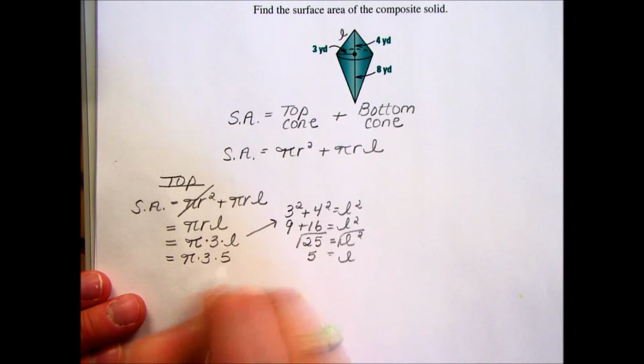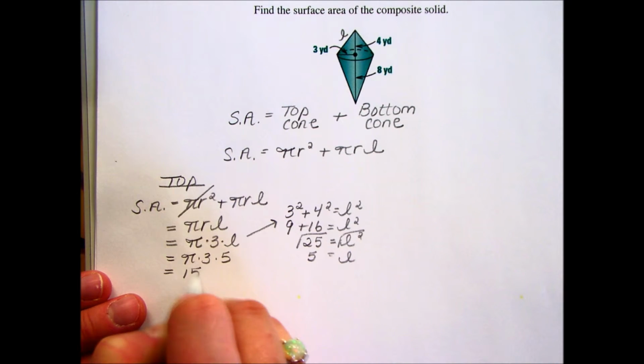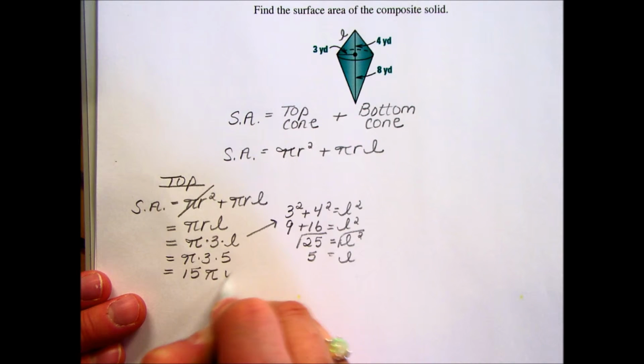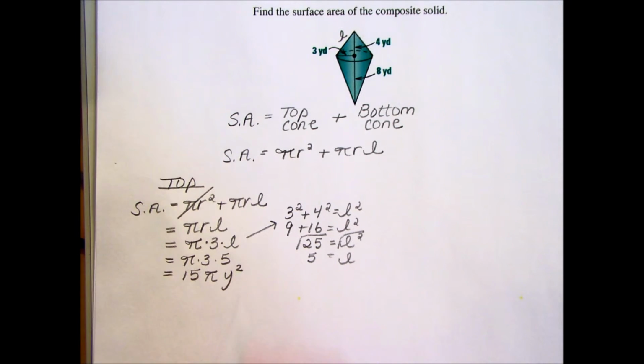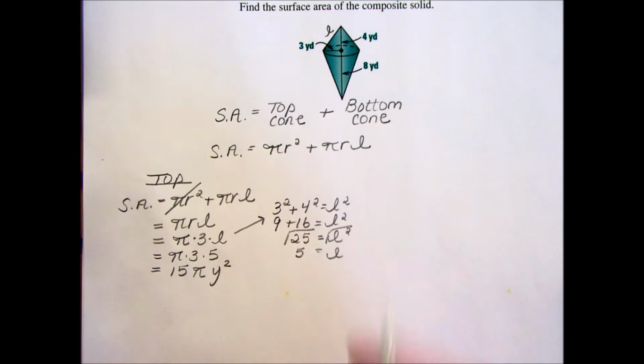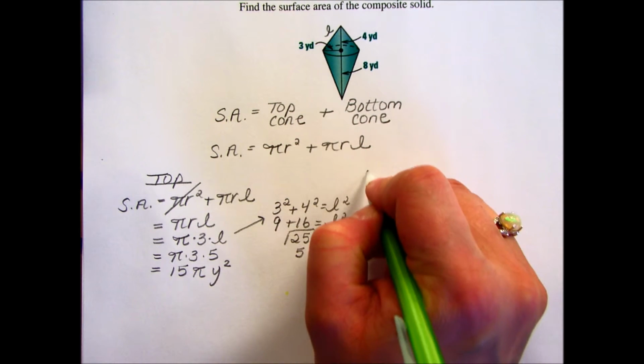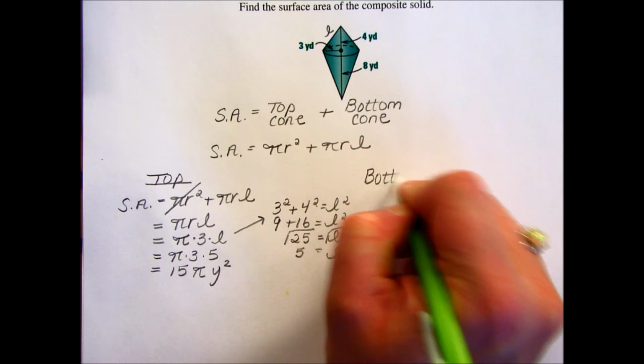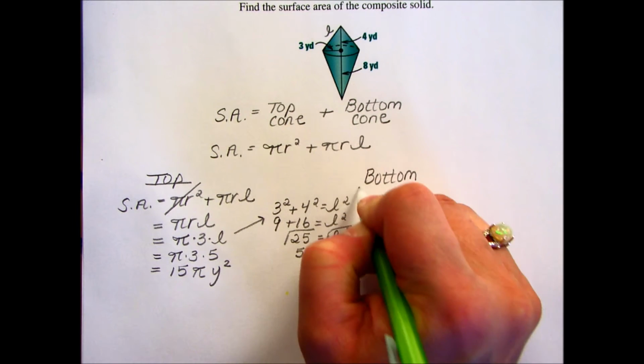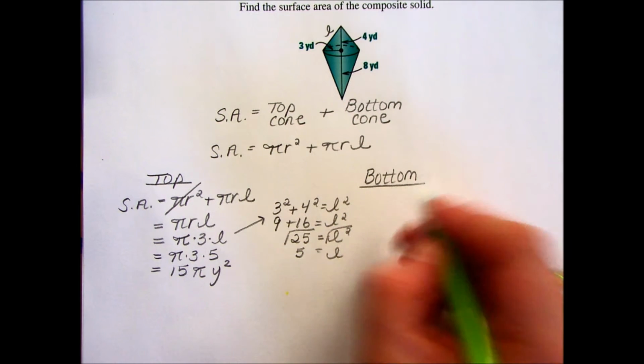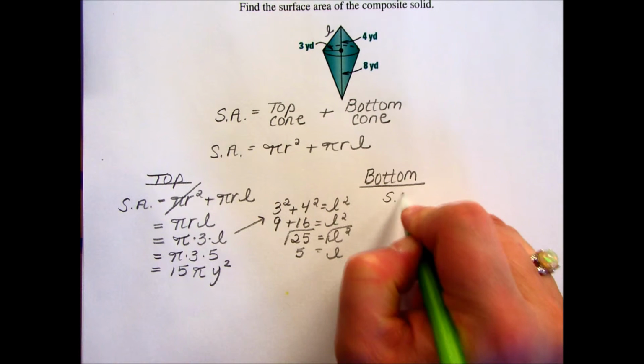So now you're able to plug that 5 into your formula, and we have pi times 3 times 5, and we're going to multiply our two numbers, 3 times 5 to get 15, and we're going to leave our answer for now as 15 pi yards squared, and that is the surface area of the top part of the composite solid. So now we need to consider the bottom cone of the composite solid, and we're going to find that using the same set of steps that we just used to find the top portion.